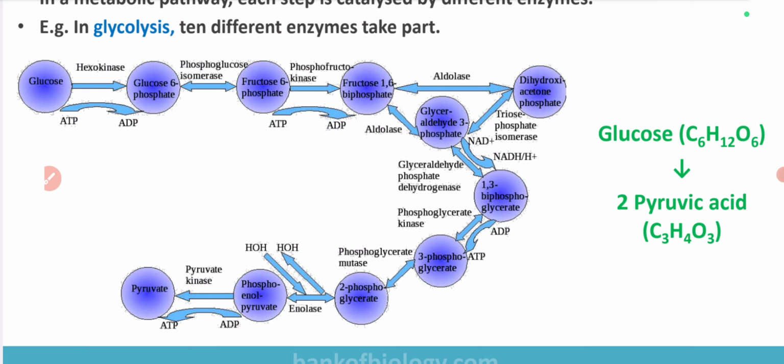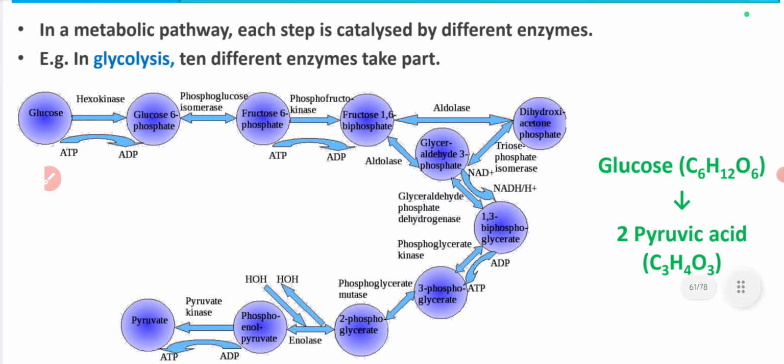Second step, phosphoglucose isomerase. Third, phosphofructokinase. Fourth, aldolase. Fifth, triose phosphate isomerase. Sixth, glyceraldehyde phosphate dehydrogenase. Next, phosphoglycerate kinase, phosphoglycerate mutase, enolase, and then finally pyruvate kinase. So this particular glycolysis pathway has 10 different enzymes.